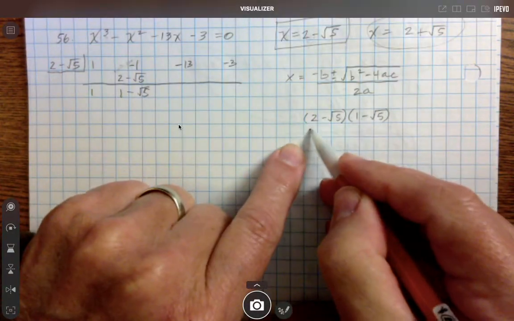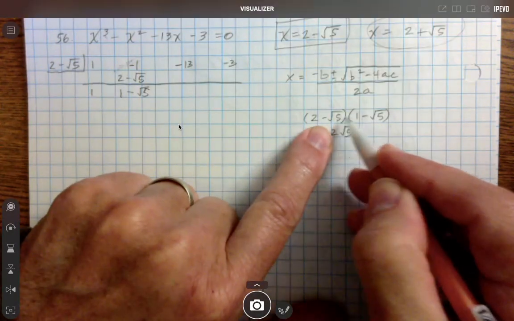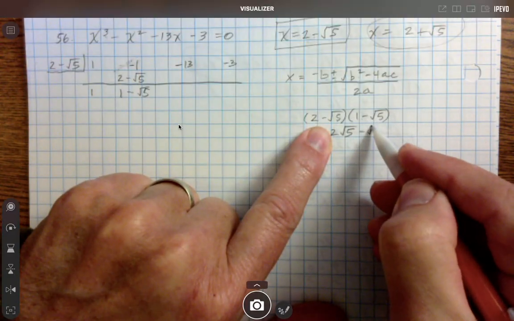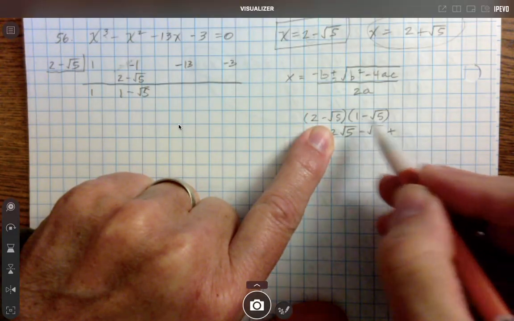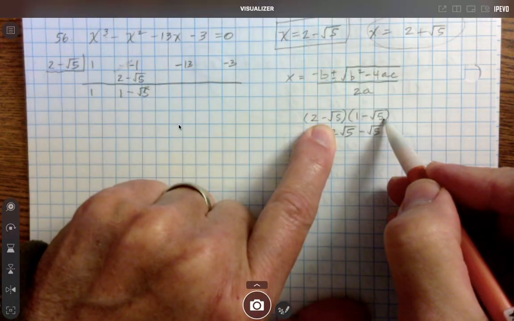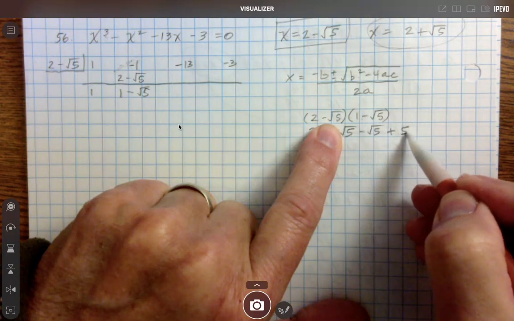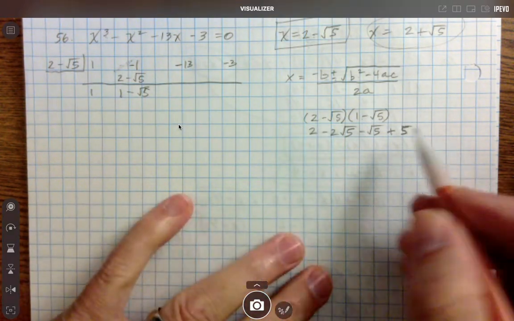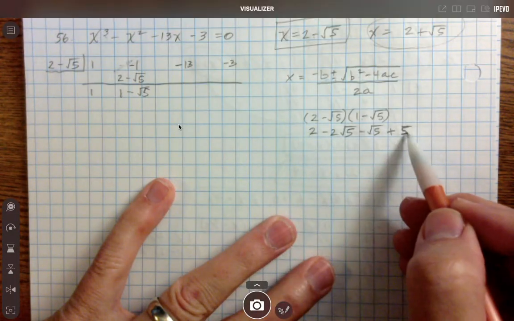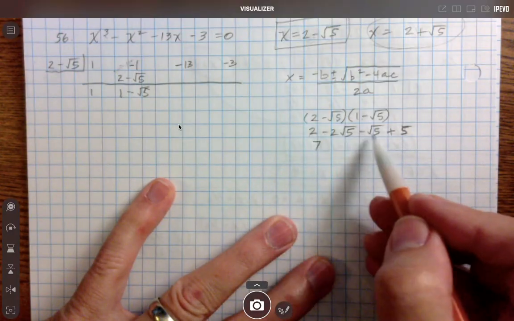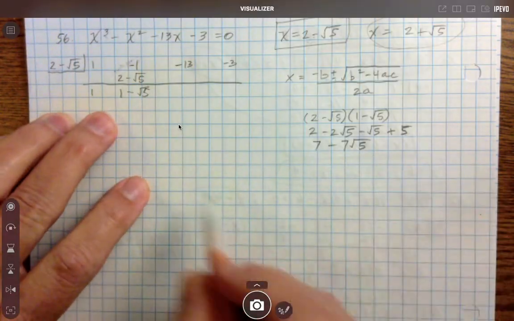So 2 times 1 is 2. 2 times minus square root of 5 is minus 2 square root of 5. Minus square root of 5 times 1 is another minus square root of 5. And that times that is a positive square root of 25, right? It's a double negative, so it's positive, and square root of 5 times square root of 5 is simply 5. Okay, so now I can add the rational parts, 5 and 2, which is 7, and combine the irrational parts, which is minus 7 square root of 5. So that goes here.